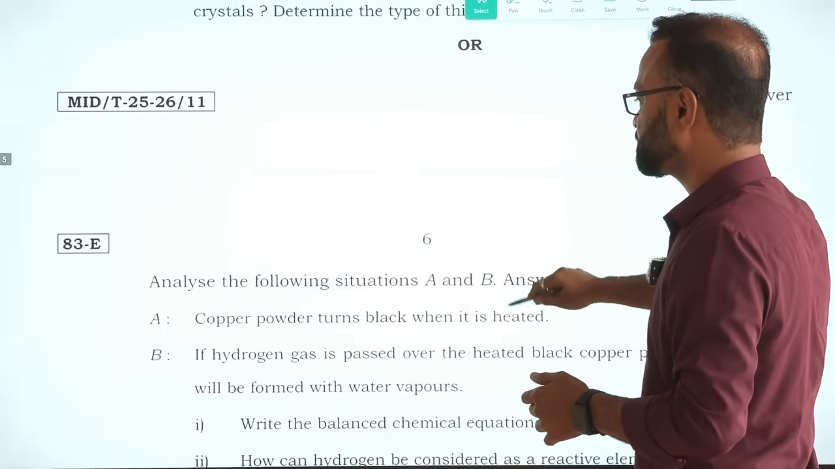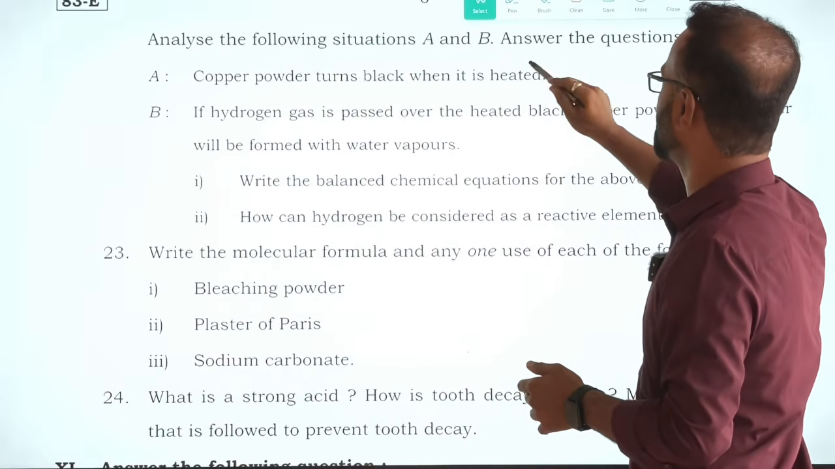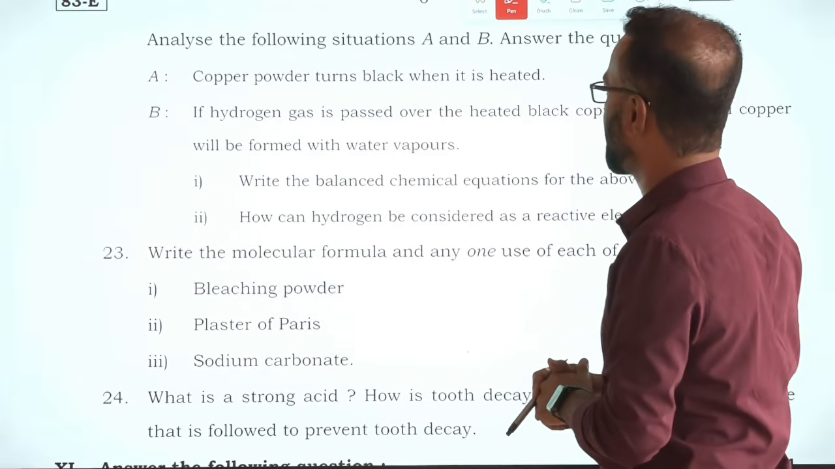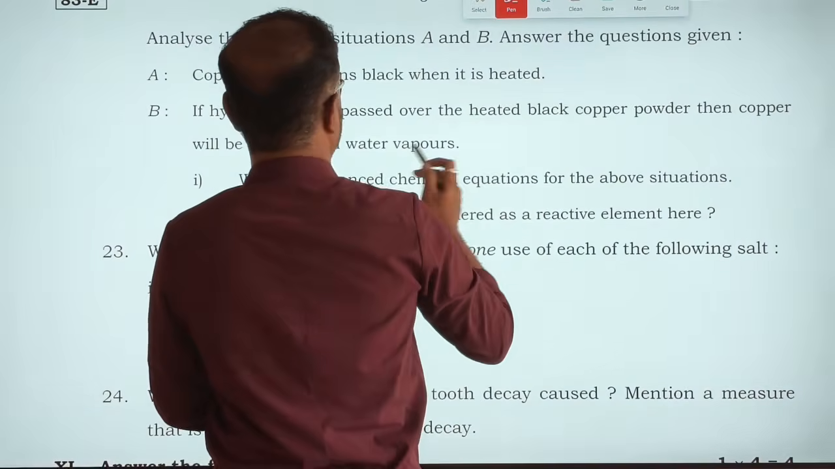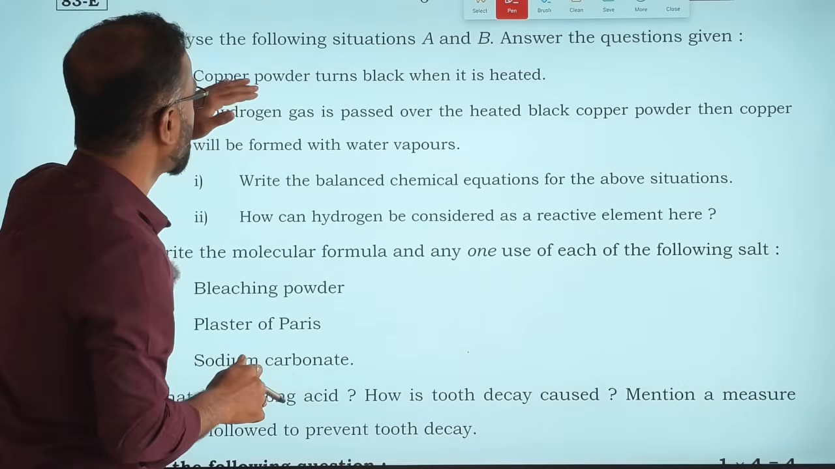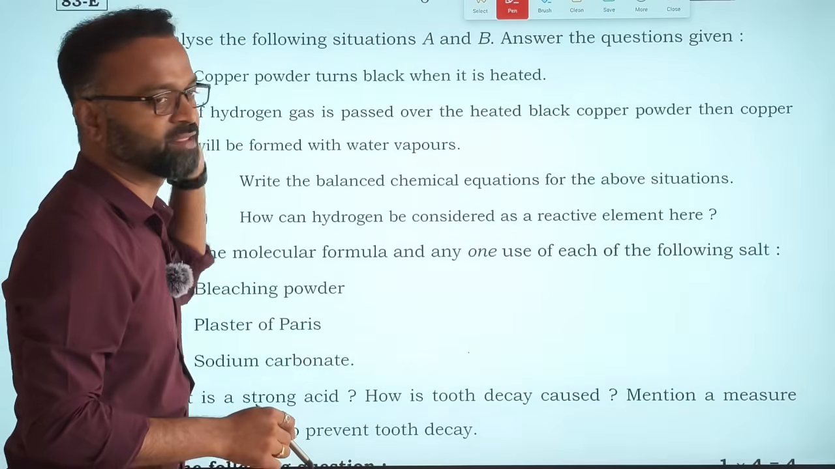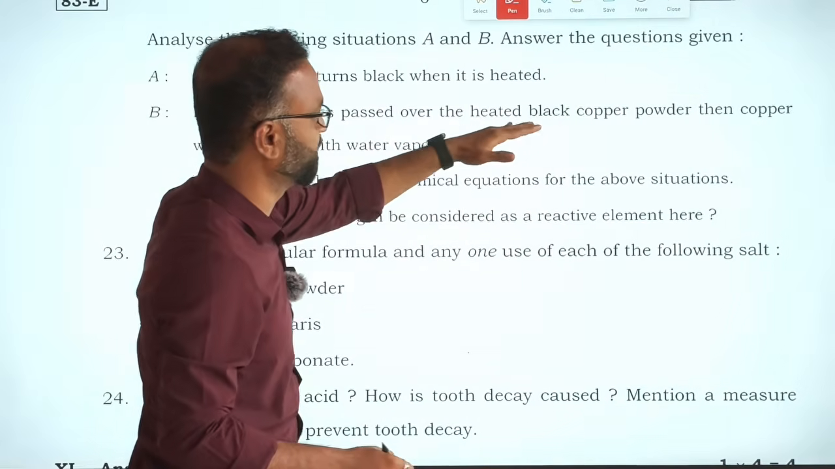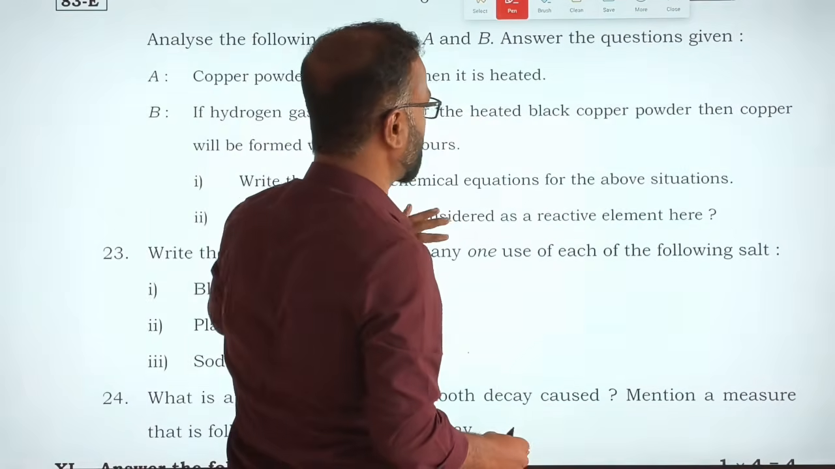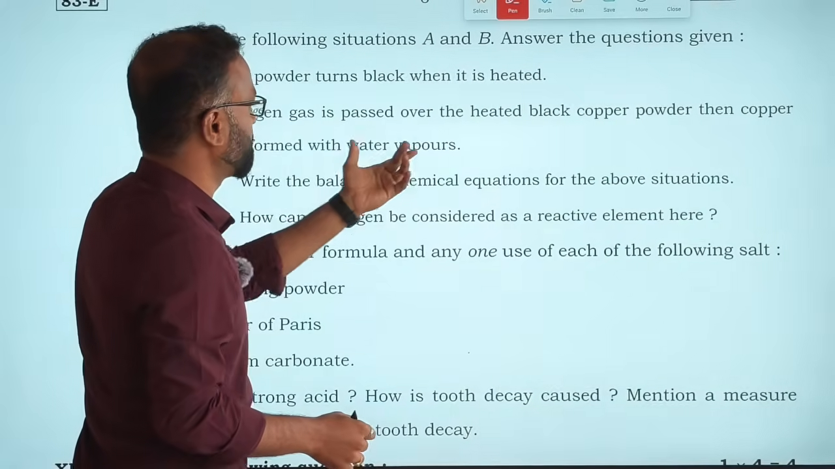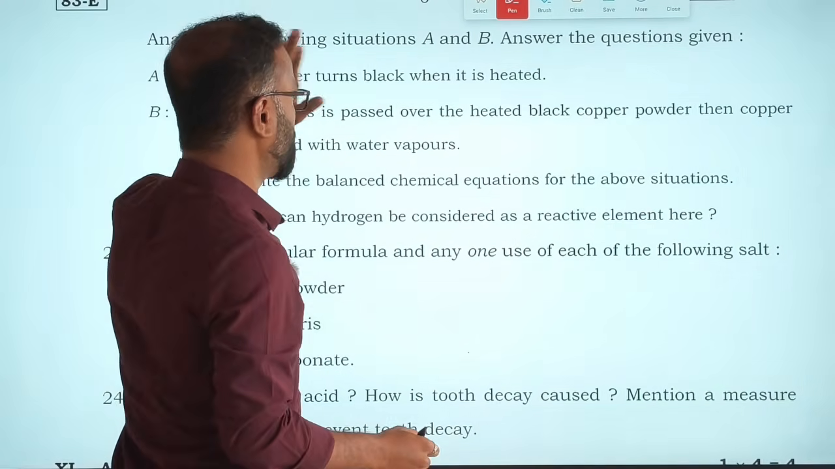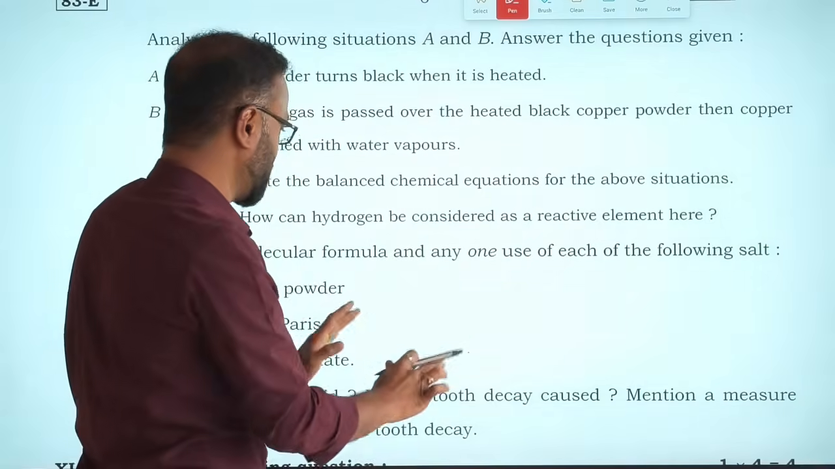Now see here. Answer the following situations A and B. Analyze the following situations A and B. Two situations are given. Copper powder turns black when it is heated. Second one, if hydrogen gas is passed over the heated black color copper powder, then copper will be formed with water vapors. Write the balanced chemical equation for the above situations.